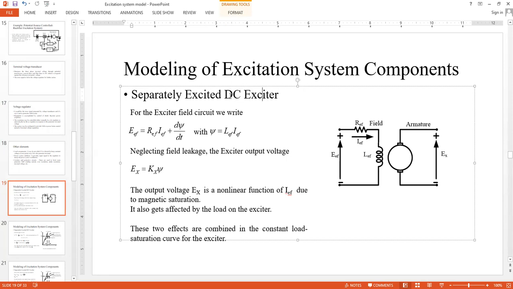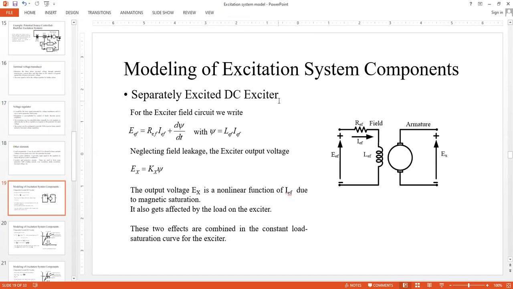Rather, I will take one example to start with, that is the separately excited DC exciter. This is the first example given in the book, and the remaining, depending on your interest, you can go through. But I'm only going to discuss the first one. So in the separately excited DC exciter, we have the armature, and this is simply a DC machine. You can even call it a separately excited DC generator, nothing else.